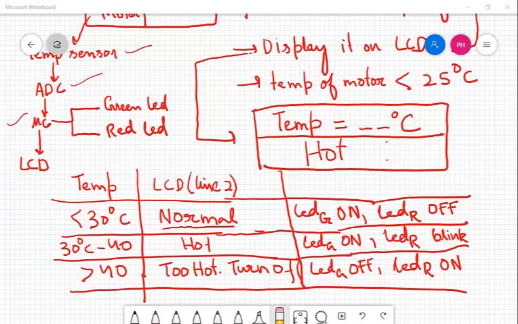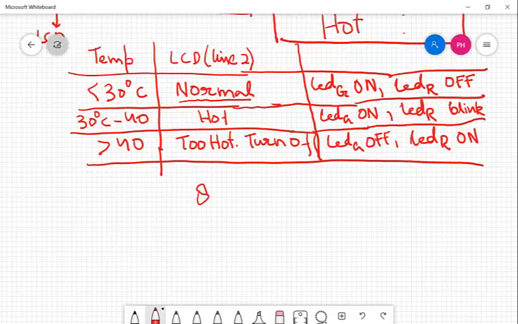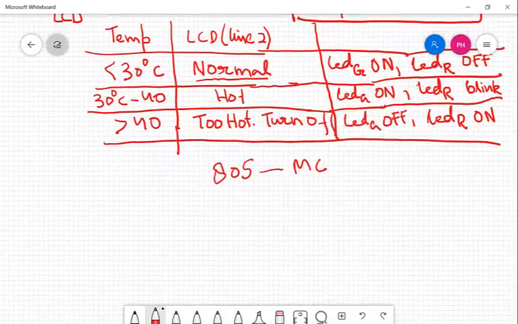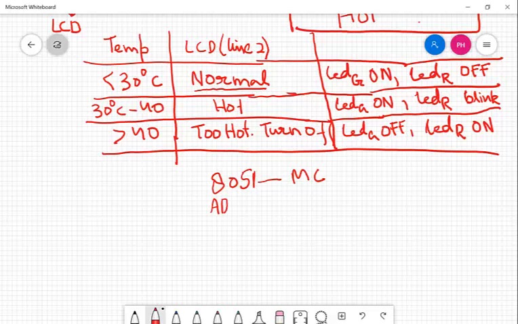I don't think we have much choice here. We already have our microcontroller. We have been discussing the 8051 microcontroller, so we will use this 8051 as our microcontroller. And then for our ADC, we have recently discussed the ADC 0804. That will be our ADC.